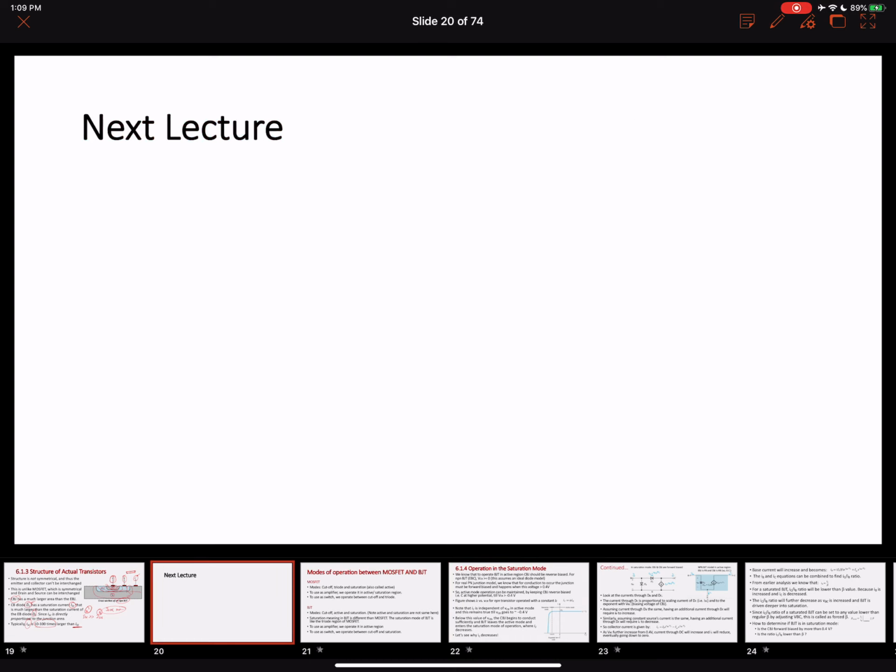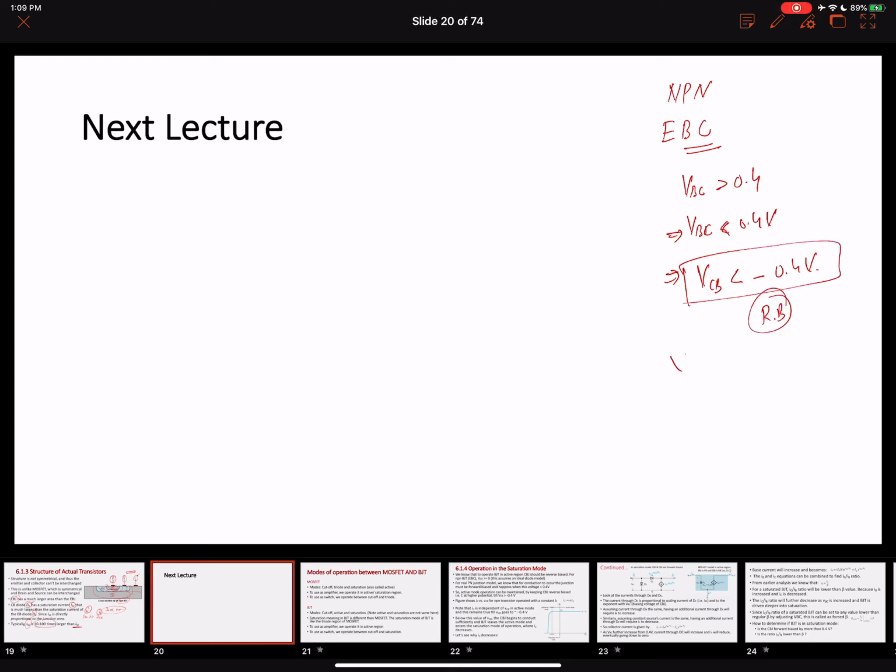let's say we have this NPN transistor: emitter, base, collector. In order to forward bias this base to collector junction, our VBC should be greater than 0.4 volts. So in order to reverse bias it, our VBC should be less than 0.4 volts. I can easily write this as VCB should be greater than minus 0.4 volts for the reverse bias condition. So when my VCB is less than minus 0.4 volts, it will be forward bias.